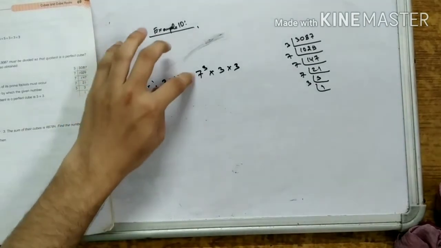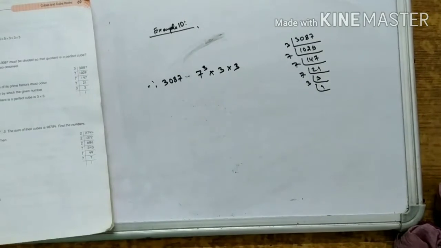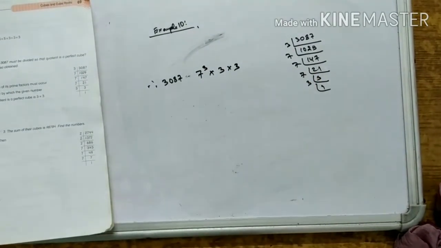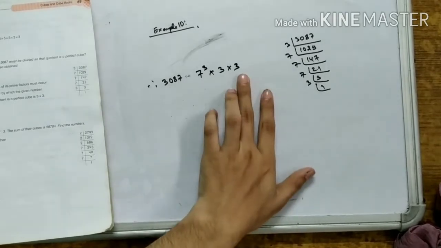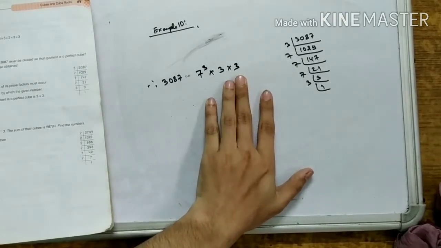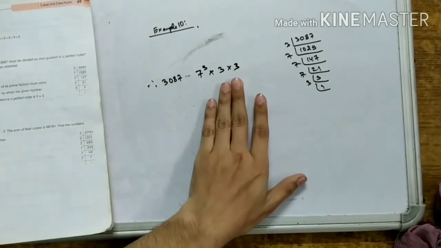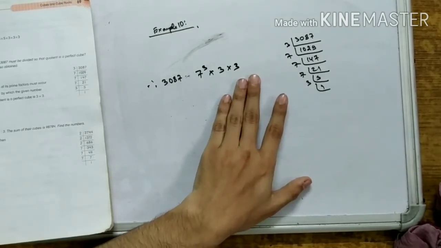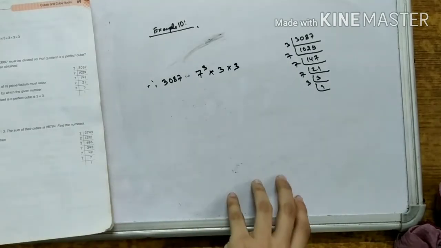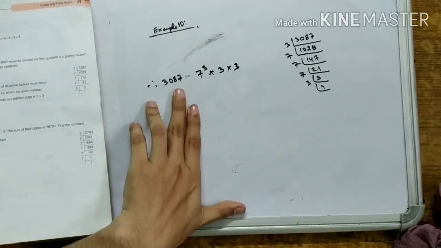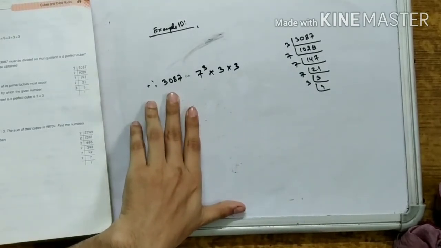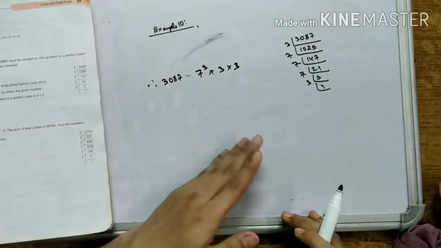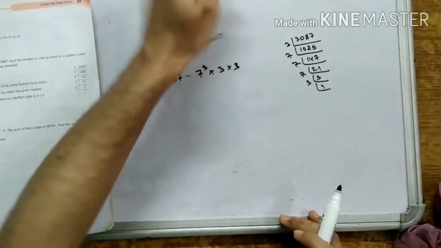Now you see 7 cube I got, but 3 cube I am not able to get, because one more factor of 3 was required, then only I can make it into 3 cube. But here it is only 3 square, another factor is required. So what is the smallest number that I will divide 3087 by such that it becomes a perfect cube? What will I have to remove from these factors? This 3 into 3, I will remove it.